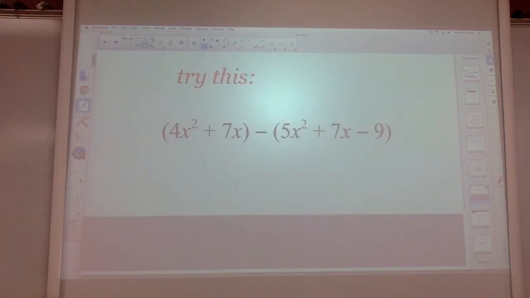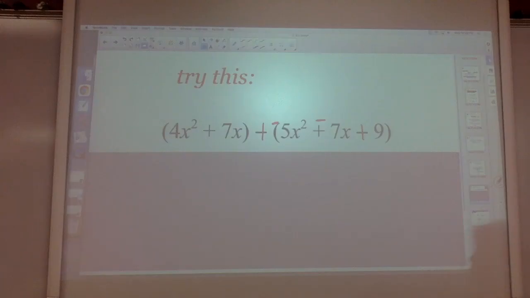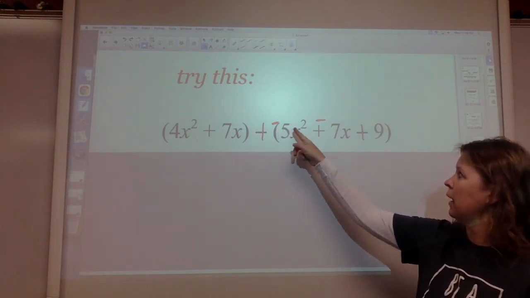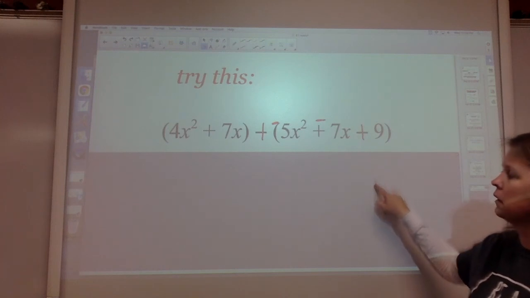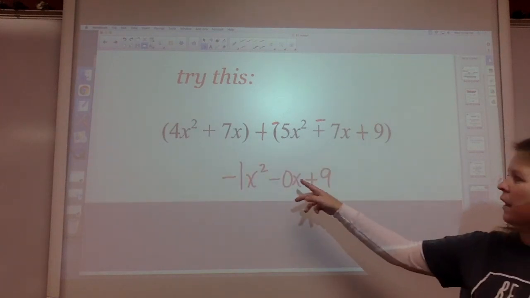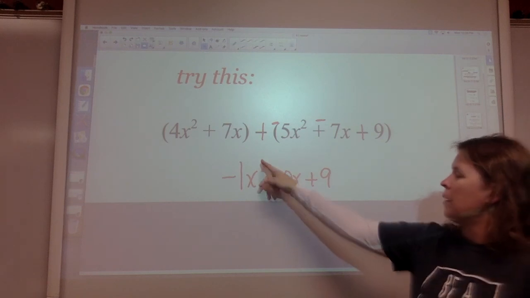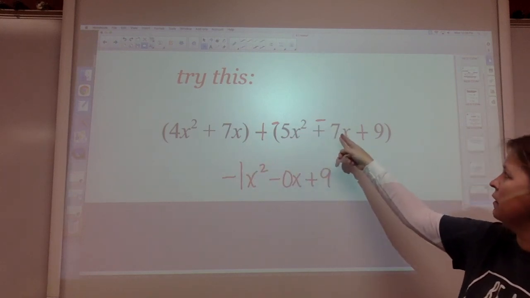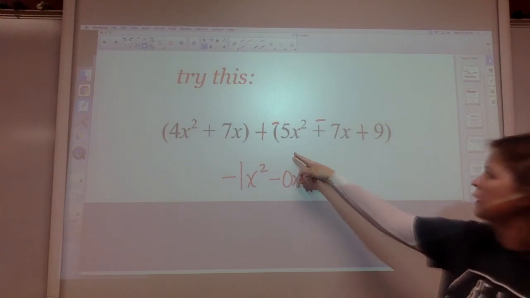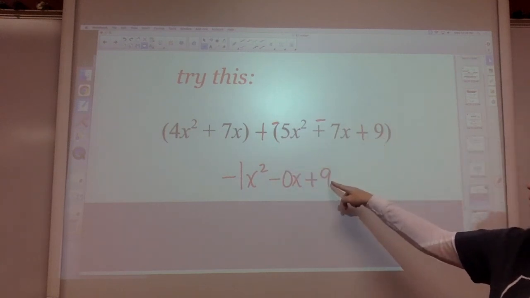Try this one by yourself. Pause the video. See if you got it. Really, practice it. See if you can do it. Okay, so this one might have ended up a little tricky. Hopefully you did plus, minus, minus, plus. If you add like terms together, you end up with negative 1x squared, but a positive 7x and a negative 7x is 0x's, and then the only thing you have left is your constant term, the 9.